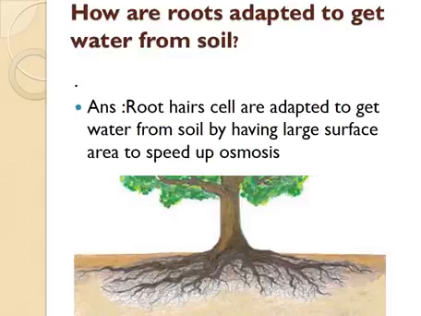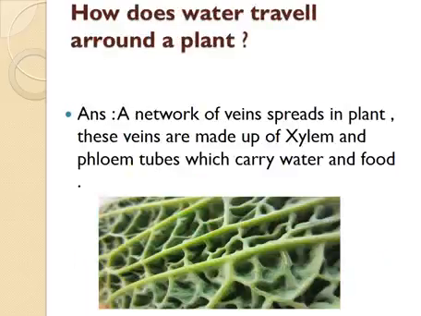The next question is, how does water travel around a plant? A network of veins spreads in the plant. These veins are made up of xylem and phloem tubes which carry water and food. It's a very common question. When roots absorb water, how is it transmitted to the whole plant? There are small veins which are called xylem and phloem.